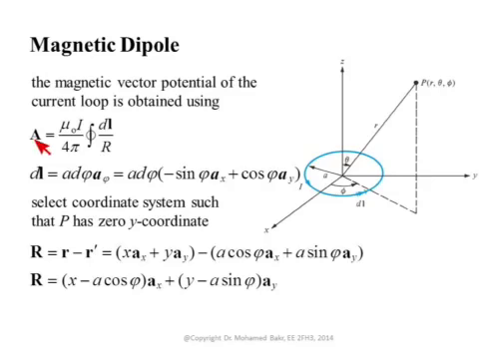Magnetic vector potential, by definition, for any loop or for any current carrying wire, is mu naught I over 4 pi integration over that wire of dl over r. dl is the differential length along the wire. So here it's going to be this one here, any small differential length.